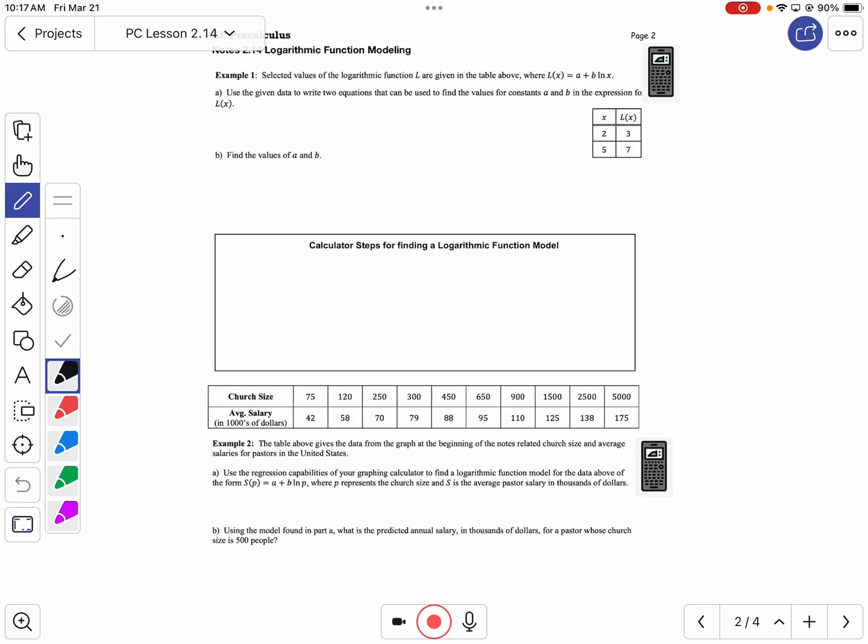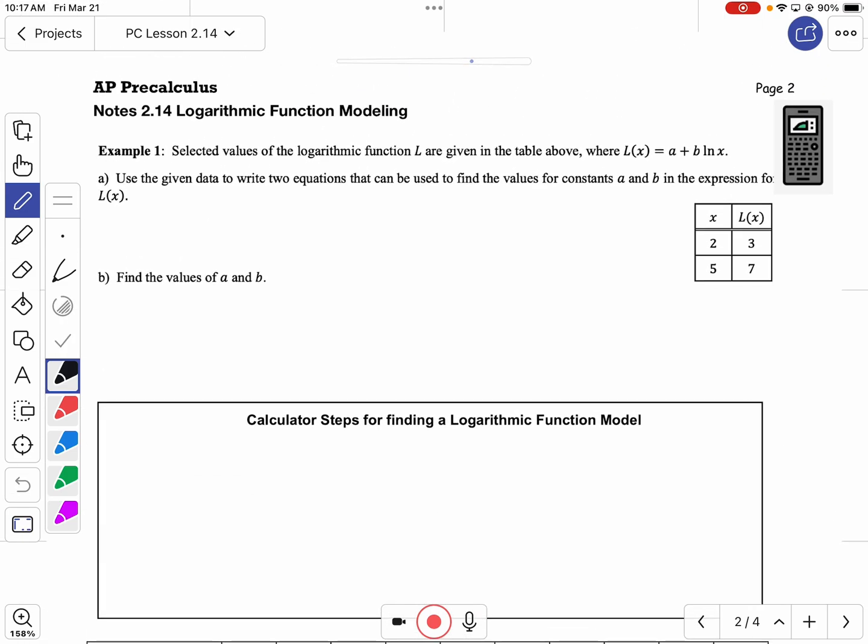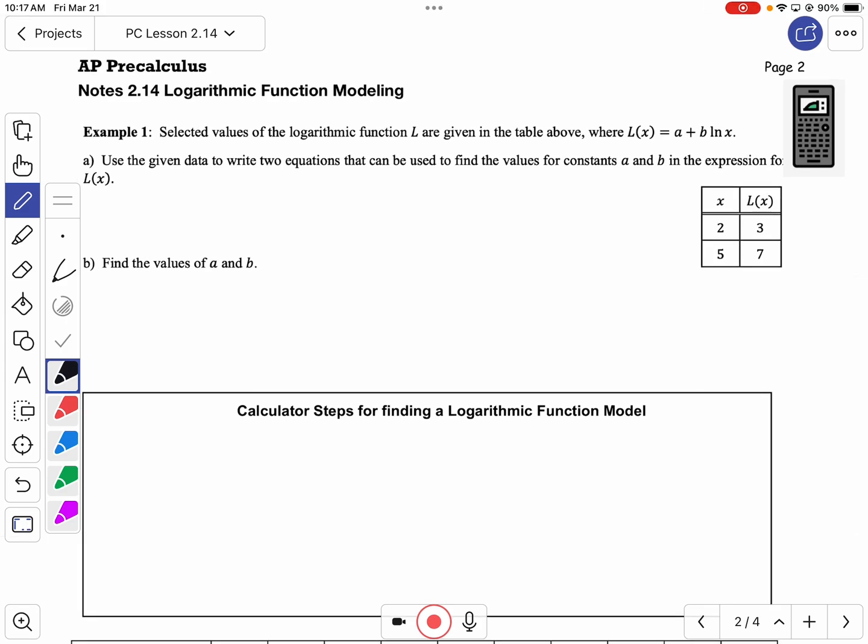All right, so let's look at this one. It says selected values of the logarithmic function L are given in the table above. I actually put it below so I'd have more space. Where L of x is equal to a plus b ln of x. Use the given data to write two equations that can be used to find values for the constants a and b in the expression for L of x. So what we want to do is take this L of x equation. They gave me x values and L of x values.